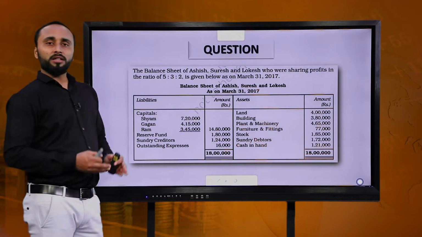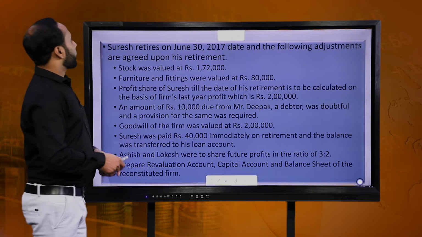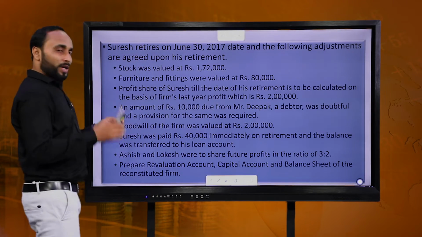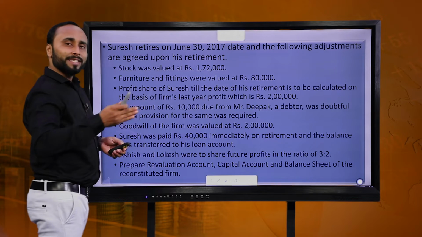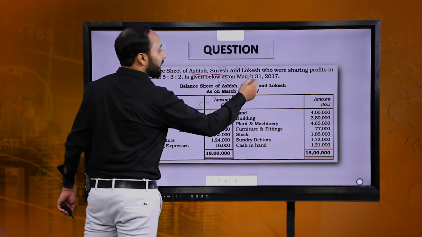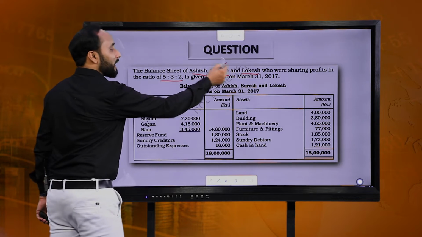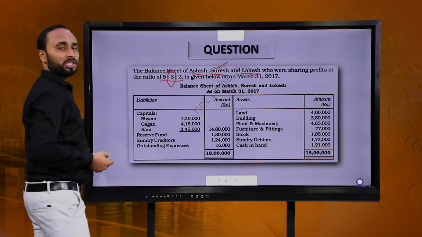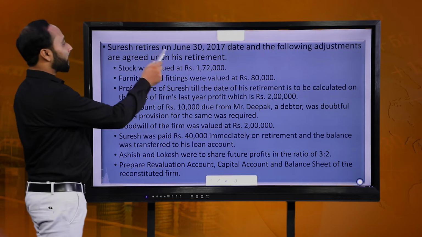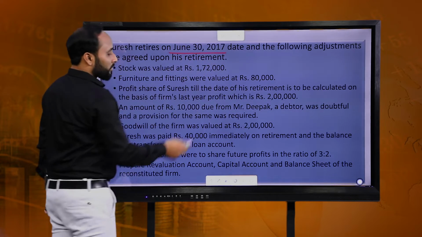Now, let us look at the scenario. What is happening in this firm? In this firm, we have Suresh getting retired. Always try to remember which partner was it in terms of sequence of their ratio. So we had Ashish, Suresh and Lokesh. The ratio was 5:3:2. Suresh is getting retired, which means his share was 3/10 in the firm. Also notice here that Suresh is getting retired on 30th June.